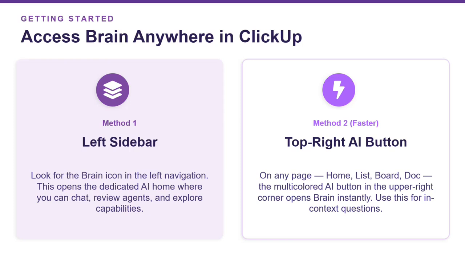Method 2 is usually faster. On almost any page, home, a list, a board, a doc, look on the upper right corner. There's a multicolored AI button. Click on that and Brain opens. If you like keyboard shortcuts, you can also hit Control or Command plus K and type AI. Try clicking the top right button right now if you have ClickUp open.